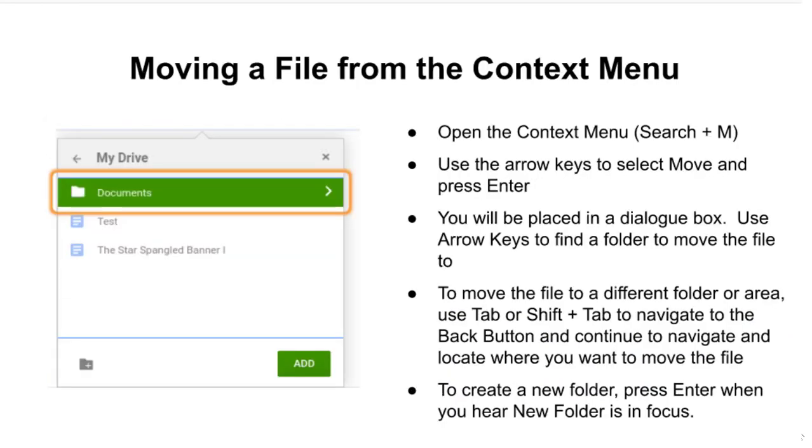Moving a file from the context menu. If you open the context menu, again with Search+M, you can use the arrow keys to select Move and then press Enter. You'll be placed in a dialog box. Use the arrow keys to find a folder to move the file to. To move the file to a different folder or area, use Tab or Shift Tab to navigate to the back button and continue to navigate to where you want to move that file. To create a new folder, you can press Enter when you hear New Folder, and that's in focus if you've been tabbing around that dialog box.